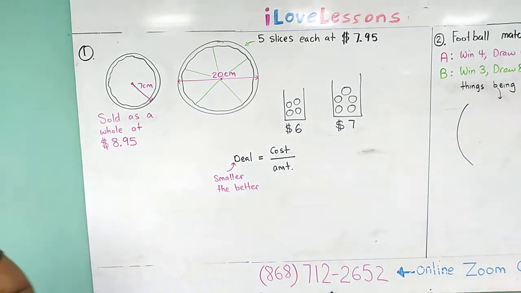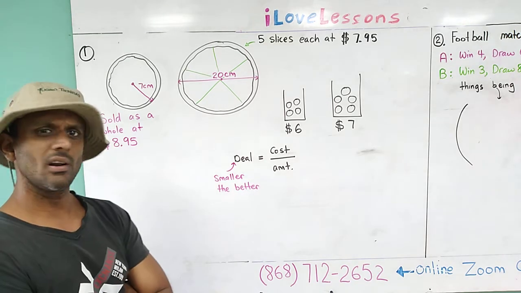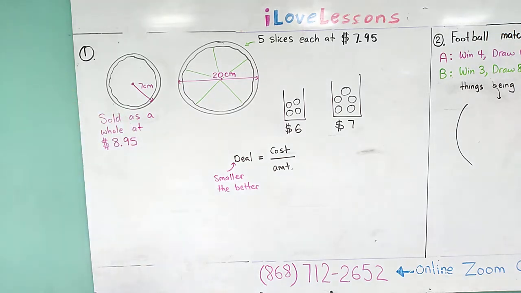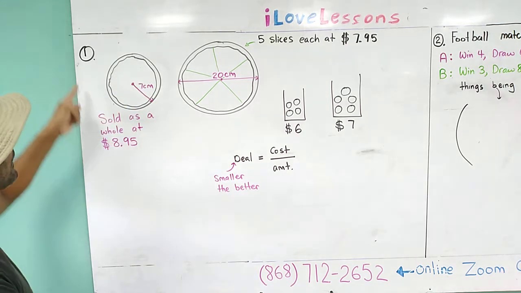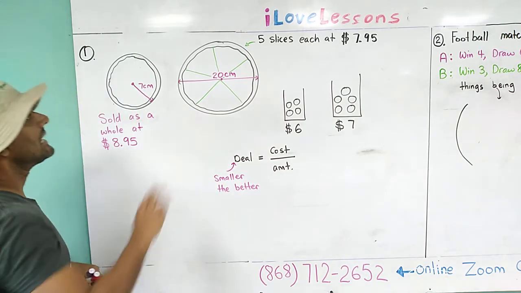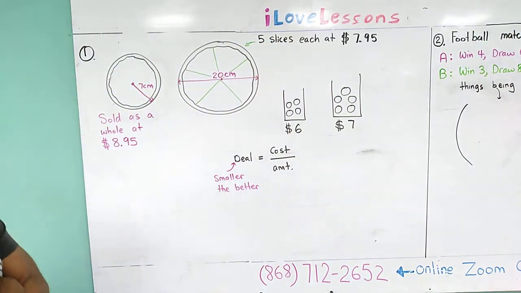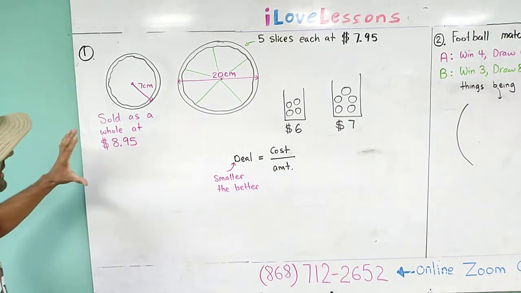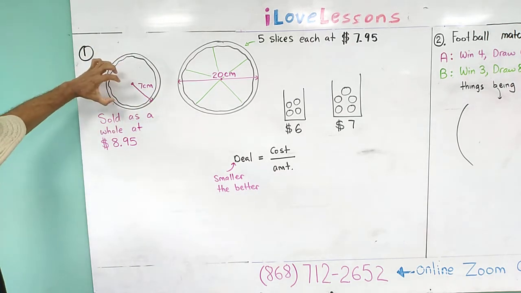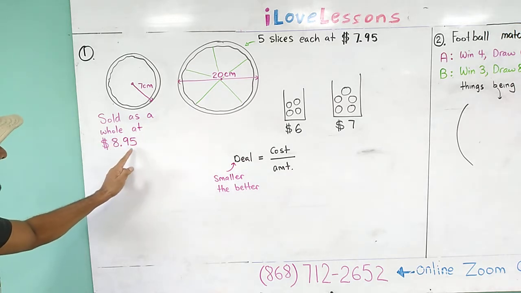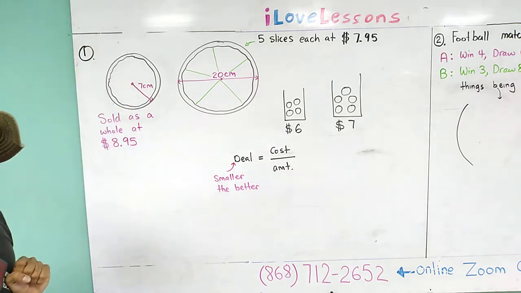So one of the most popular questions, for some reason, always involves some food item. And a lot of times, it's pizza. Here's what we have. We have a small pizza and it has some dimension on it. You see 7 centimeters. And then you have this slightly bigger pizza with a dimension here of 20. Apparently, the smaller one, you can buy the whole thing for $8.95, the whole small pizza.